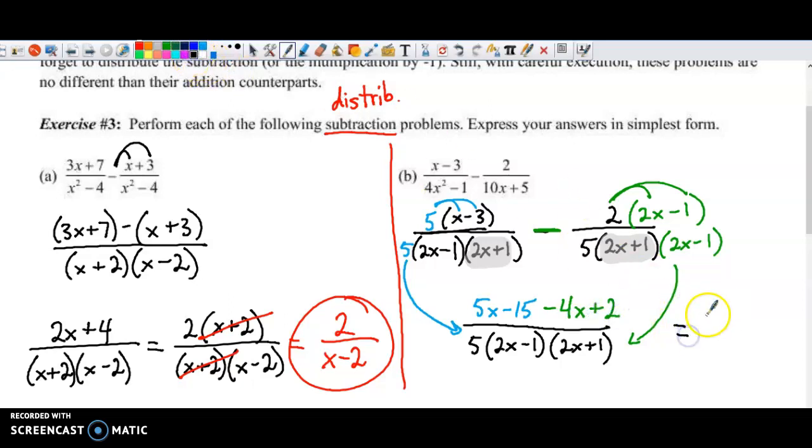And I'm kind of over factoring after all of it's said and done, so hopefully this is it. 5x minus 4x is 1x. Negative 15 plus 2 is negative 13. Yep, I don't think anything cancels. 5, 2x minus 1, 2x plus 1.